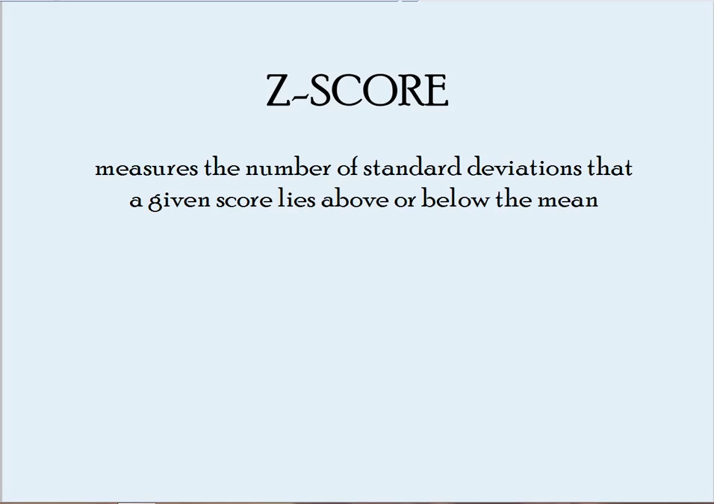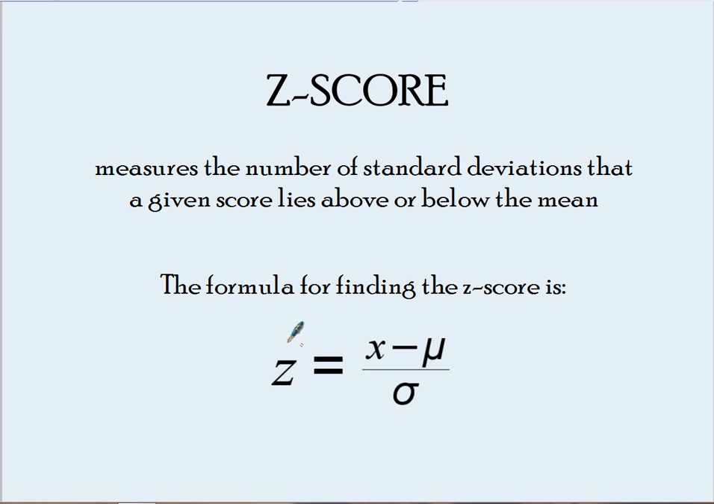So the definition of z-score that needs to go in your notebooks is the number of standard deviations that a given score is above or below the mean. So z-score measures how many standard deviations we are away from the mean. There's a formula for that. Z stands for z-score. X stands for the data point or number we're trying to find the z-score of. We subtract mu, which is the mean, and then we divide the whole thing by the standard deviation.